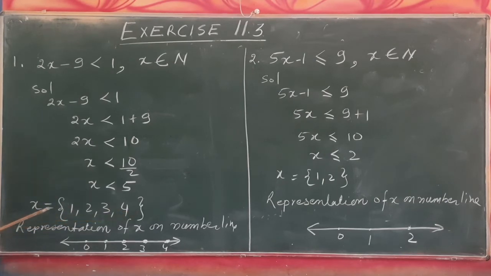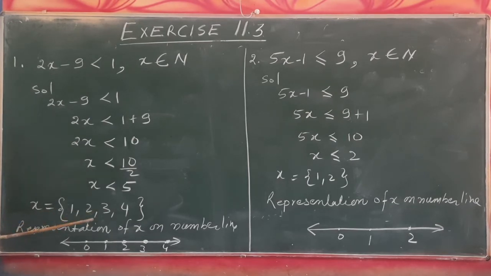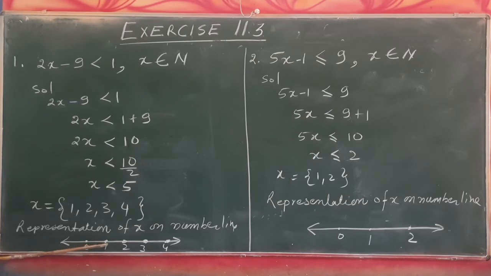Why are we writing 1, 2, 3, 4? Because in the question, x belongs to natural numbers. Can you see on the top right hand side, x belongs to natural numbers. Therefore, natural numbers begin from 1, so 1, 2, 3, 4. The representation of x on the number line will be: draw the line like this and start from 0, 1, 2, 3, and our required numbers are 1, 2, 3. So you just darken 1, 2, 3 on the number line.